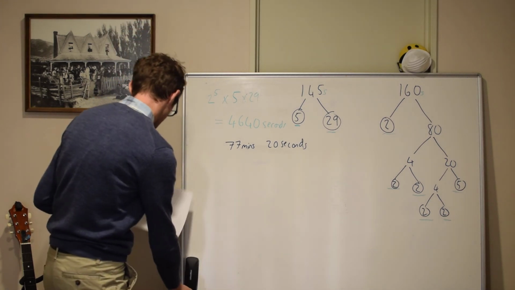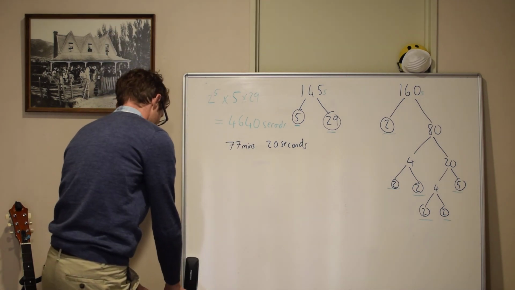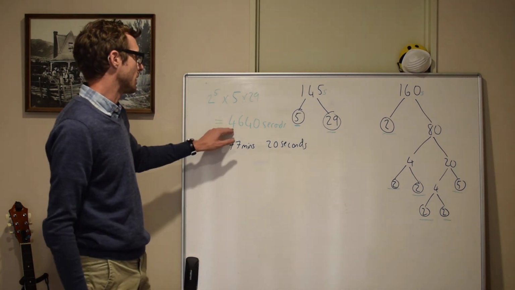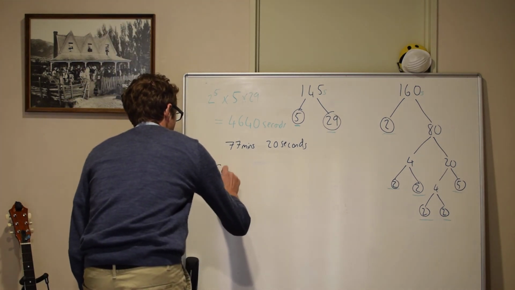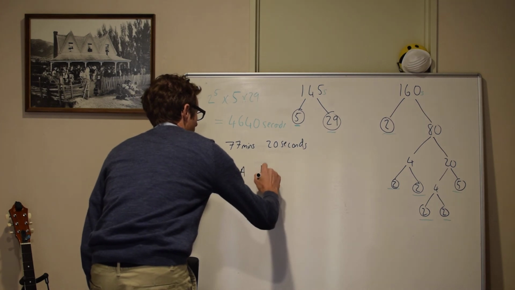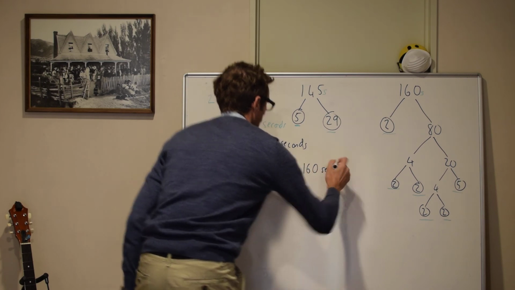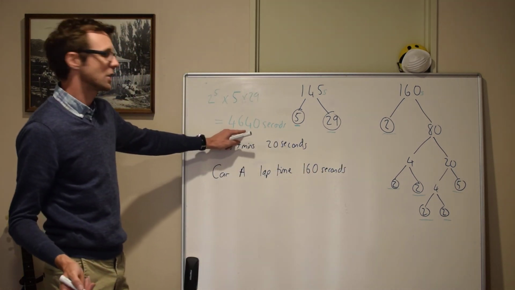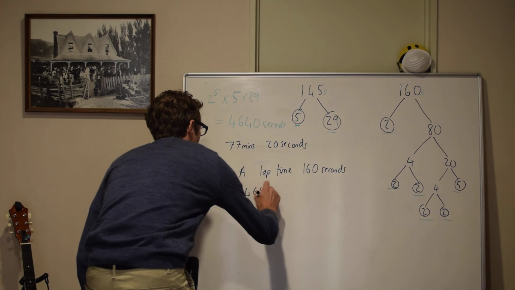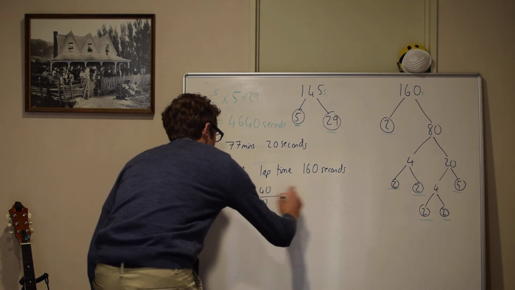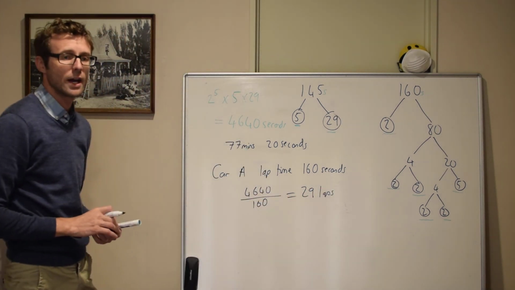Now the final part is asking you the distance that car A has travelled at this time. So we probably want to think, how many laps has car A done? Car A has a lap time of 160 seconds. When they meet, it's travelled for 4,640 seconds. So how many laps is that? It's going to be 4,640 divided by 160, and that gives me 29 laps. So car A has done 29 laps when they meet.